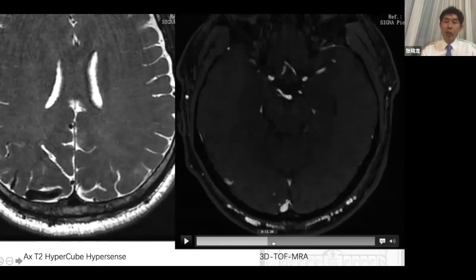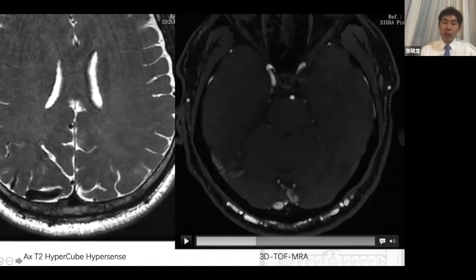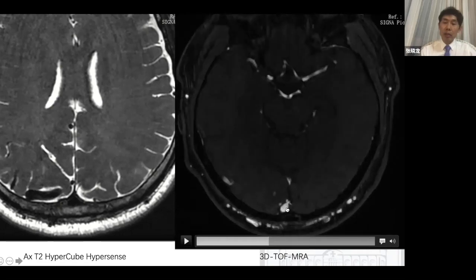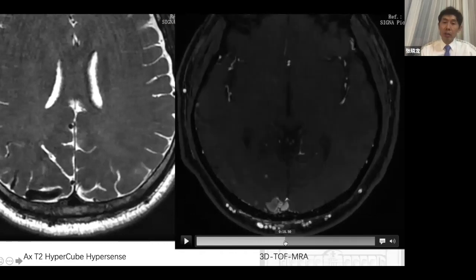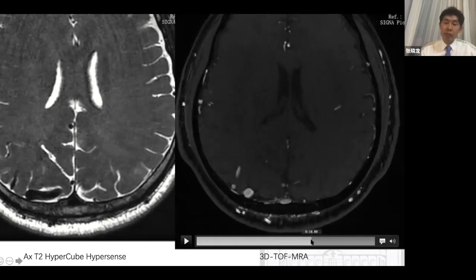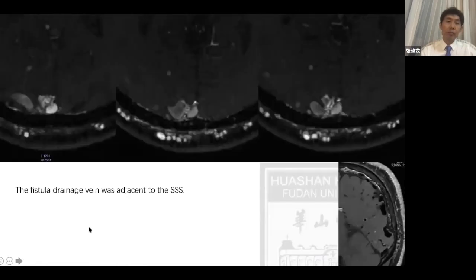From the 3D TOF MRI, we can see some abnormal vessels was here. And this is the superior sagittal sinus. And here is the superior sagittal sinus. And here is the branch vein. It's nothing to do with the sinus. Here is the superior sagittal sinus, and here is the fistula, the bridging vein.